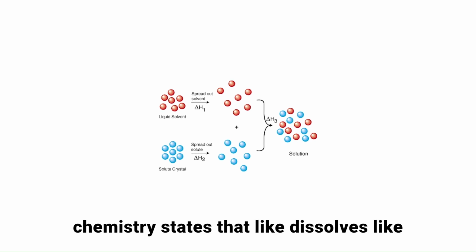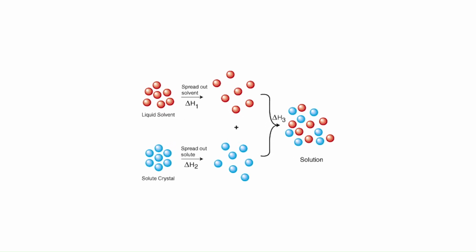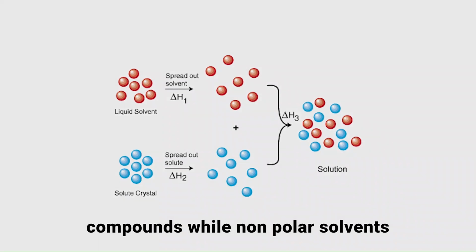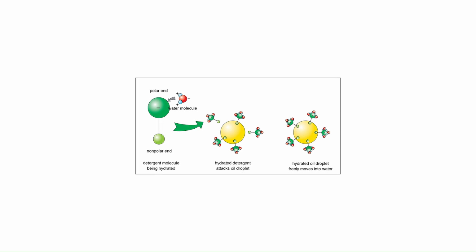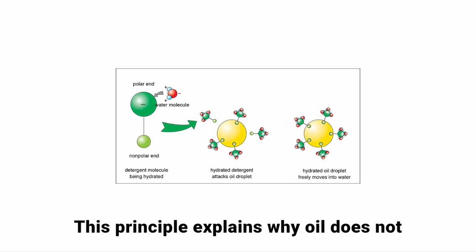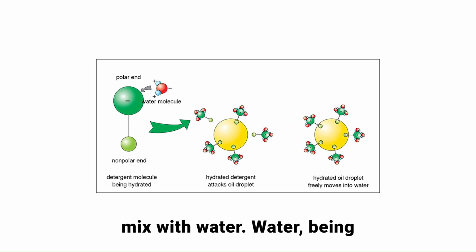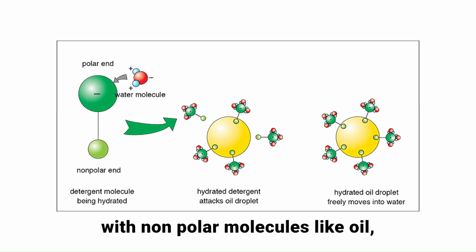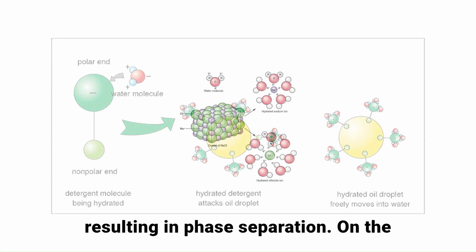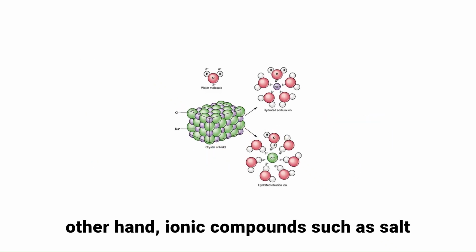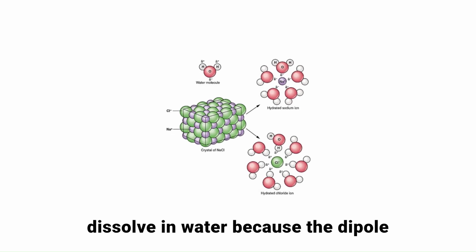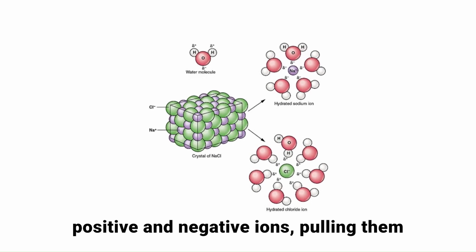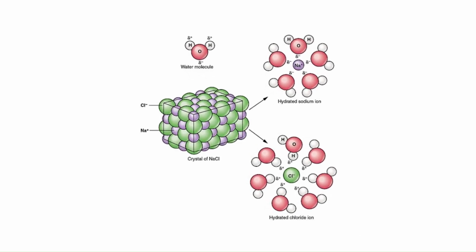Another important aspect of polarity is solubility. The rule of thumb in chemistry states that like dissolves like. This means polar solvents dissolve polar compounds, while nonpolar solvents dissolve nonpolar substances. This principle explains why oil does not mix with water. Water, being highly polar, cannot interact effectively with nonpolar molecules like oil, resulting in phase separation. On the other hand, ionic compounds, such as salt, dissolve in water because the dipole forces in water molecules surround the positive and negative ions, pulling them apart and allowing them to mix.